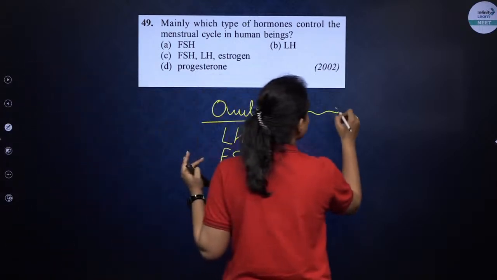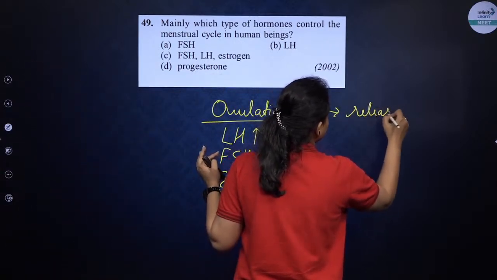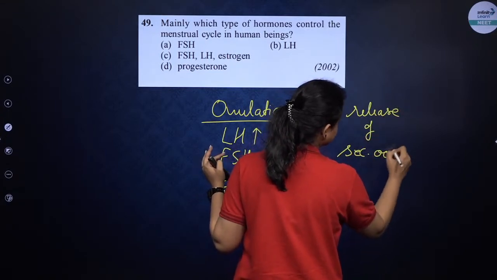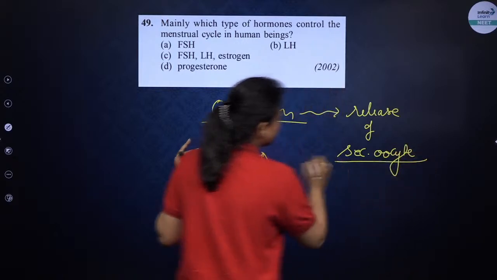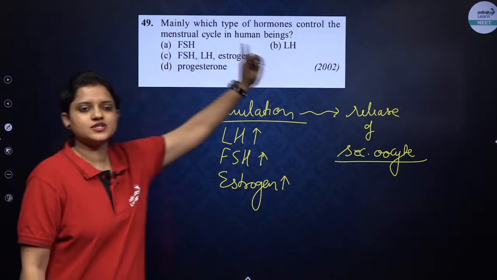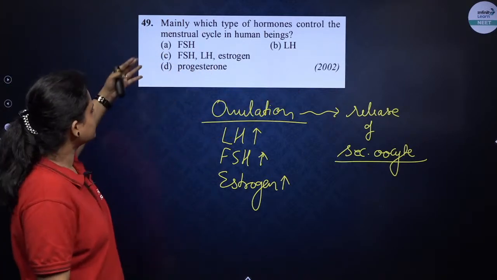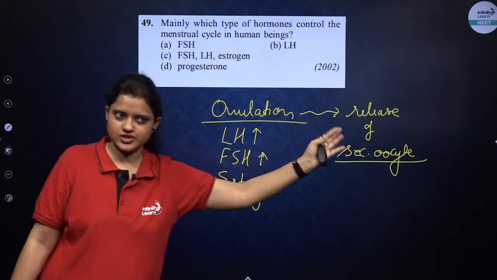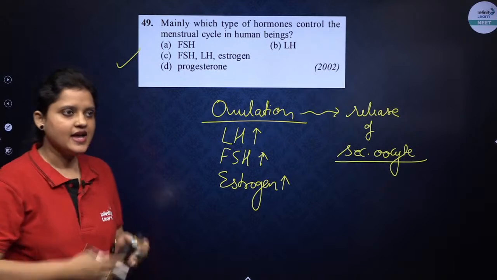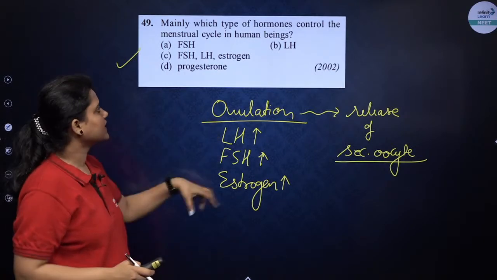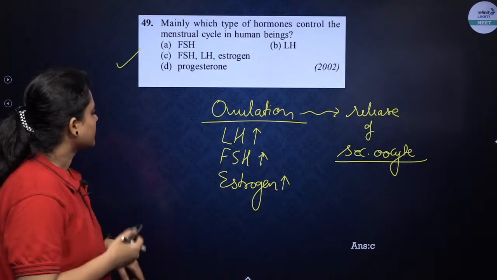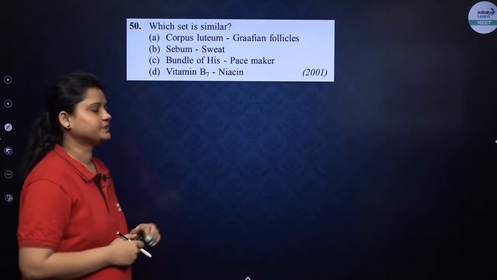Ovulation is release of secondary oocyte, right? So correct option यहाँ पर क्या होगा? सिर्फ FSH, सिर्फ LH या सिर्फ प्रोजेस्टेरॉन या FSH, LH and estrogen? Yes, you are right. All of you are right. Correct option will be C. FSH, LH, estrogen सब मिलके जो है रेगुलेट करेंगे आपका menstrual cycle. Okay, very good. Correct option here was C.